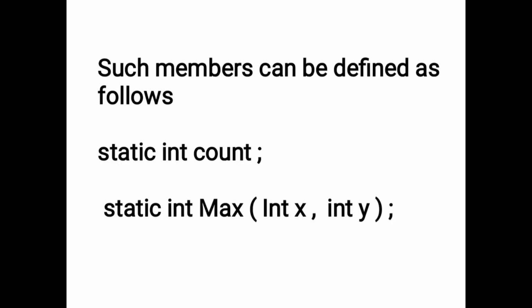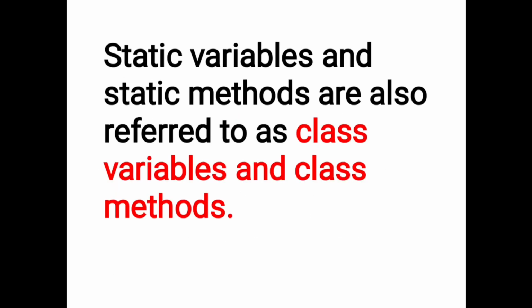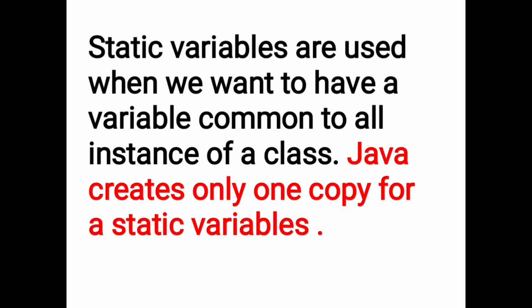static int count; static int max(int x, int y); In front of the variable and method, write static. So these are called static members. The members that are declared static are called static members. These members are associated with the class itself rather than individual objects. Static variables and static methods are also referred to as class variables and class methods.